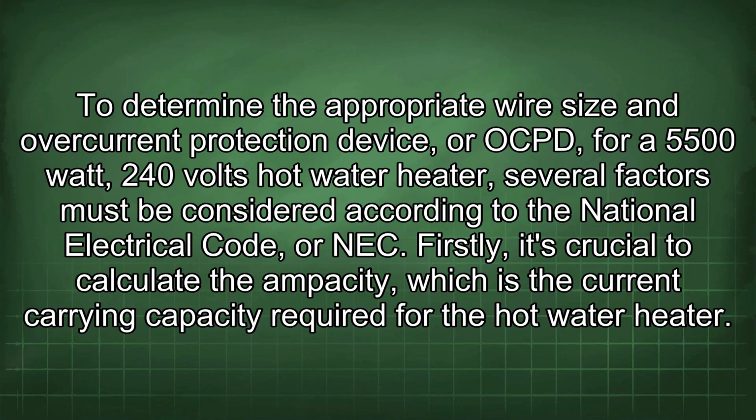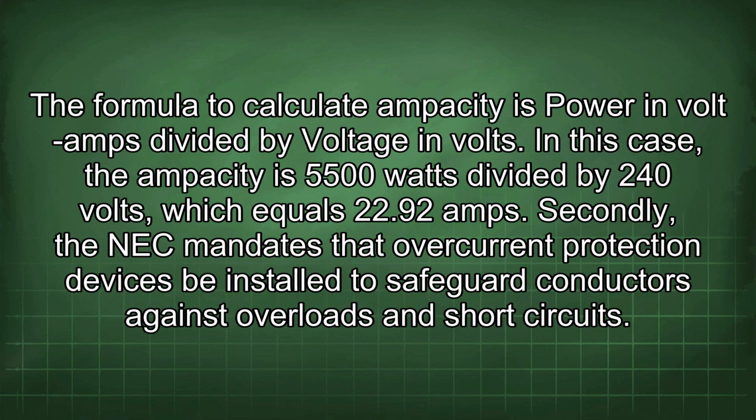To determine the appropriate wire size and overcurrent protection device, or OCPD, for a 5500 watt 240 volt hot water heater, several factors must be considered according to the National Electrical Code, or NEC. Firstly, it's crucial to calculate the ampacity, which is the current carrying capacity required for the hot water heater. The formula to calculate ampacity is power in volt-amps divided by voltage in volts. In this case, the ampacity is 5500 watts divided by 240 volts, which equals 22.92 amps.